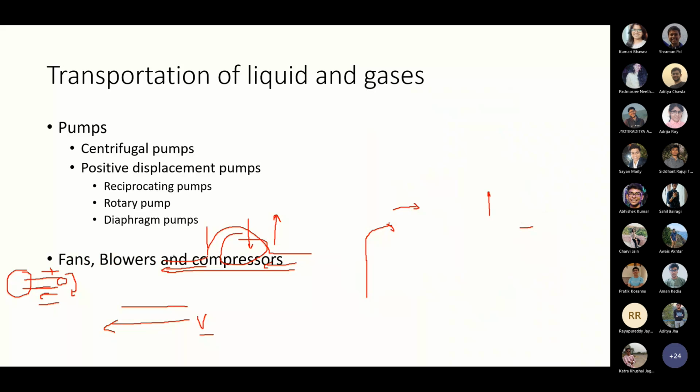Okay. So the next type is fans, blowers and compressors. Fans and blowers are similar to the centrifugal pump. Compressors are similar to the reciprocating pump.